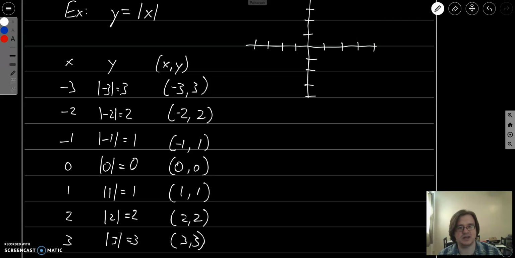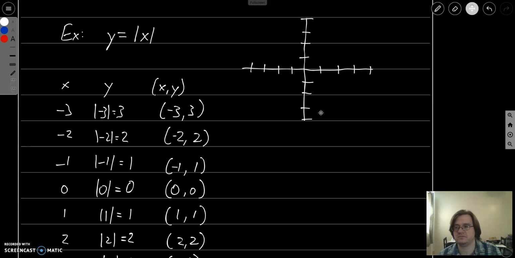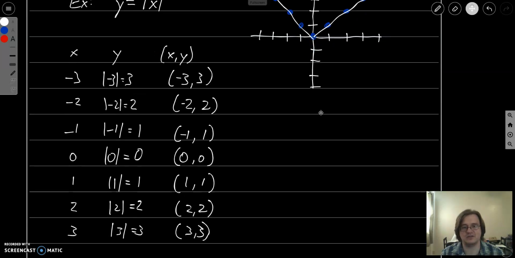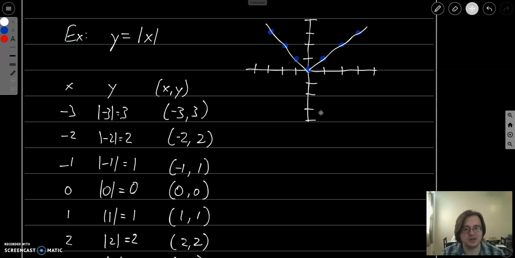So as we plot these, we'll have -3, 3, -2, 2, -1, 1, 0, 0, 1, 1, 2, 2, and 3, 3. And this looks much more like a sharp corner, and in fact it will be. So an absolute value will come down and it will make a V shape. In the homework, they'll give you some functions that you'll plot in the same way. They'll ask you to list some of the values, plot those points, and connect them with some lines.